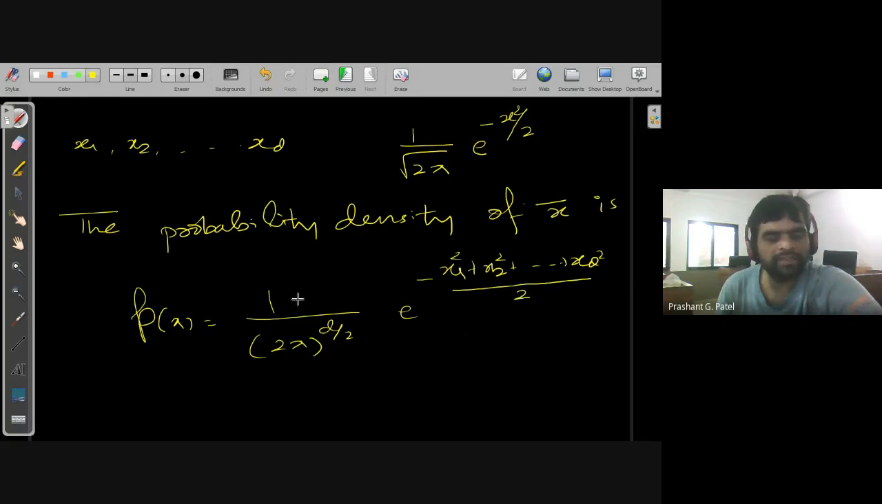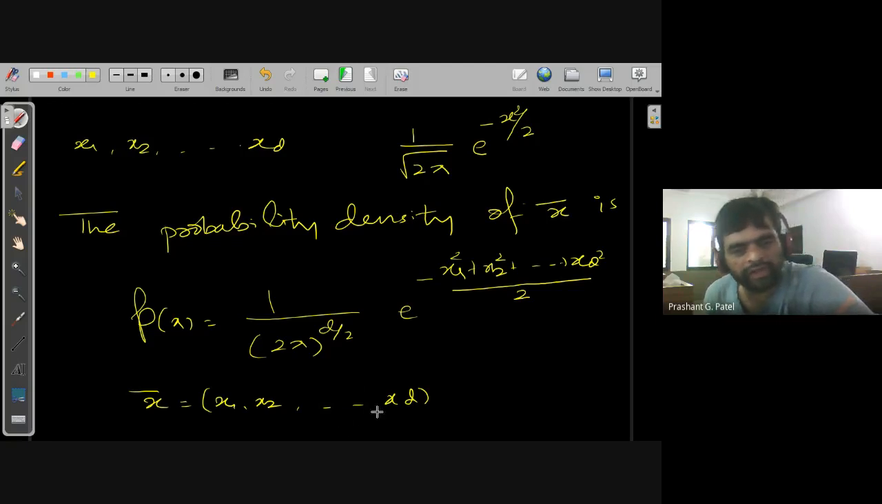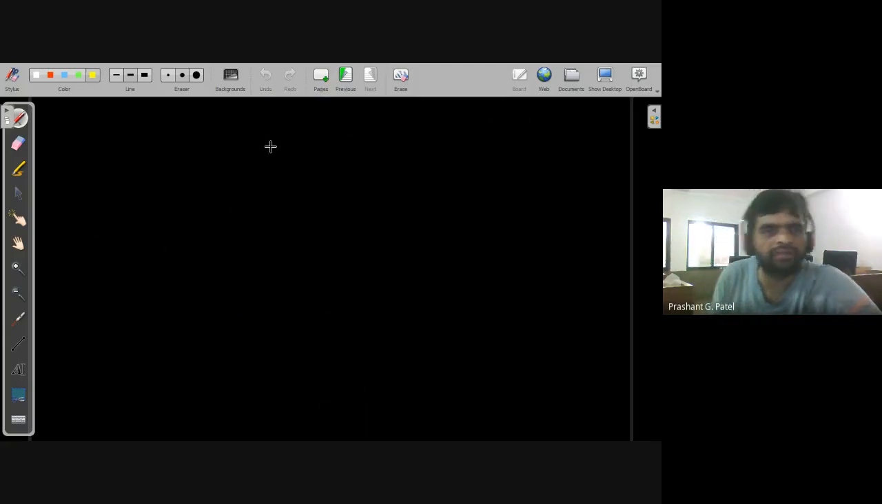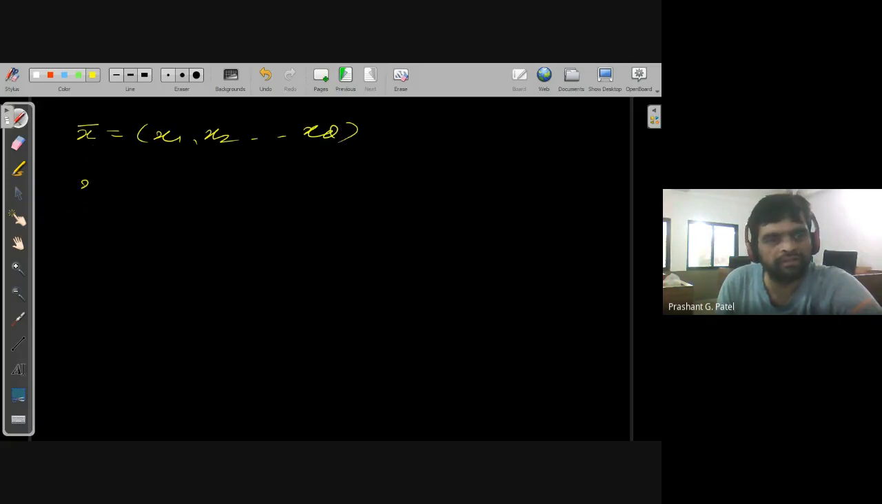and it is spherically symmetric. Normalize this vector x bar, which is x1 x2 up to xd. Normalize means you have to divide by its norm to get the unit vector. For example, here we have given x bar as x1 x2 up to xd, then how to normalize it? That's divide by its norm. Norm means mod of x bar. Mod of x bar is square root of x1 square plus x2 square up to xd square.